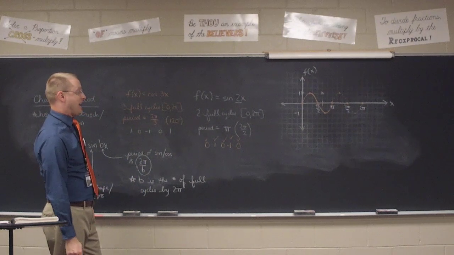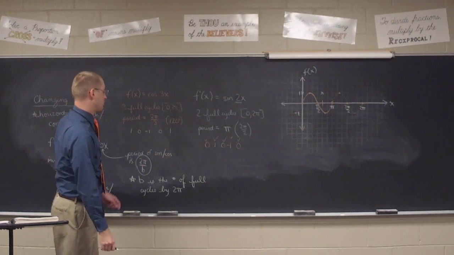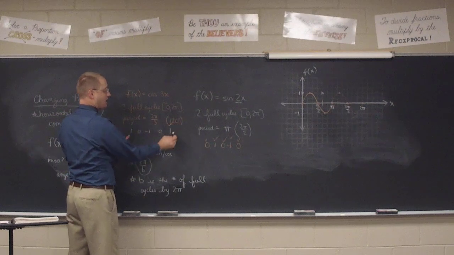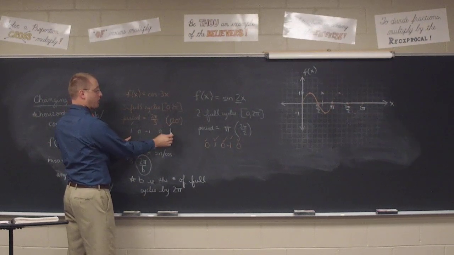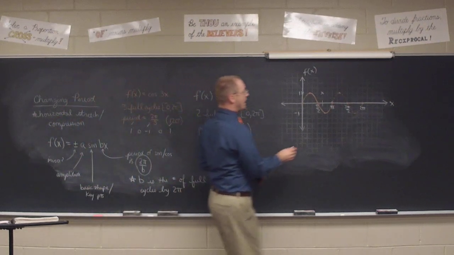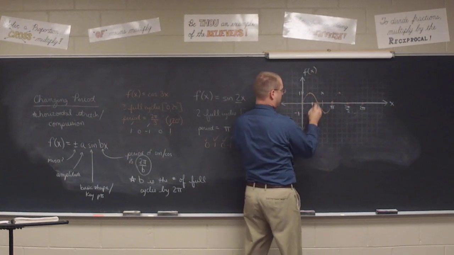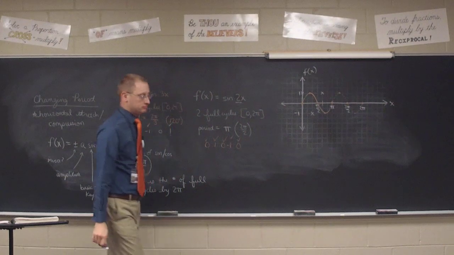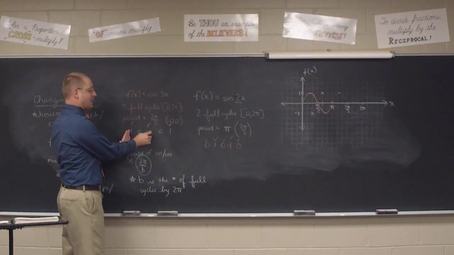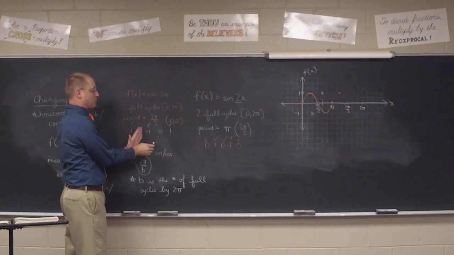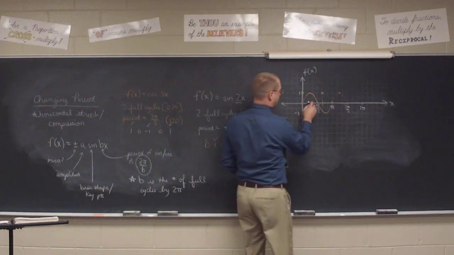Halfway in between, we need to have a 0. Nope. Between the 1 and the 1, halfway in between needs to be a negative 1. This is 4 boxes, so 2 boxes down to negative 1. And of course, in between the 1 and negative 1, we need a 0. And then again, between the negative 1 and 1, we need a 0, which is going to be here.